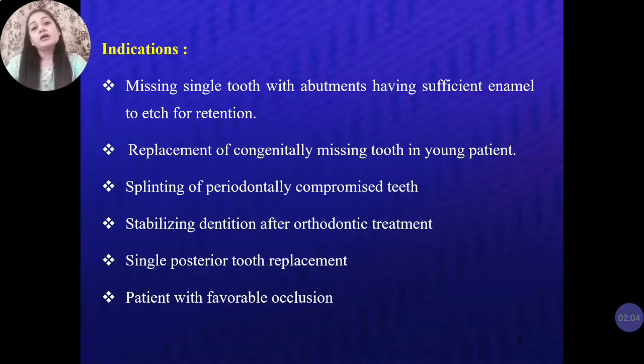Mainly, these bridges are given when a single missing tooth is present. So, a single missing tooth with abutments having sufficient enamel to etch for retention. Then, replacement of congenitally missing tooth in young patients, splinting of periodontally compromised teeth, stabilizing dentition after orthodontic treatment, single posterior tooth replacement and patients with favorable occlusion. So, in patients who have bruxism or deep bites, it is very difficult to give such type of prostheses.